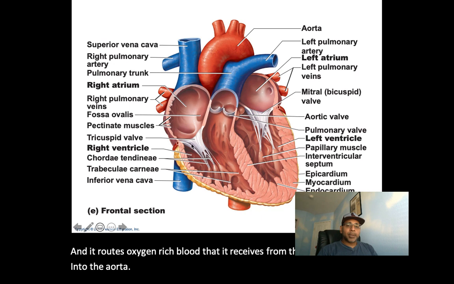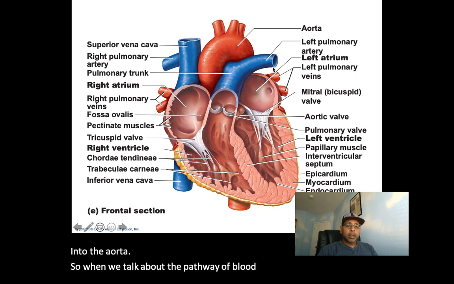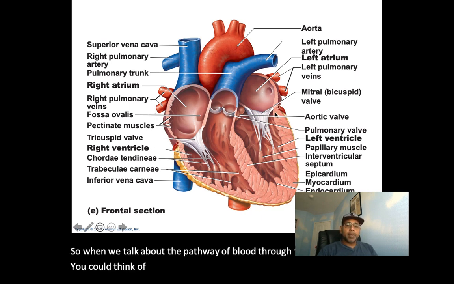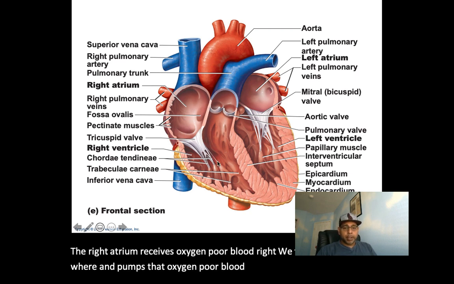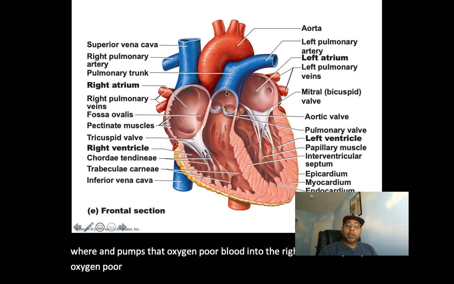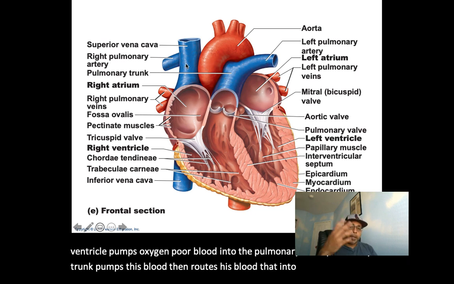So when we talk about the pathway of blood through the heart, you can think of the heart as being two pumps side by side. On the right side, the right atrium receives oxygen-poor blood, as we talked about, and pumps it into the right ventricle. The right ventricle pumps this oxygen-poor blood into the pulmonary trunk, which routes it into the pulmonary arteries, then into the lungs.